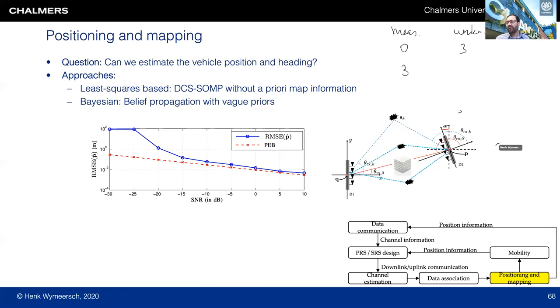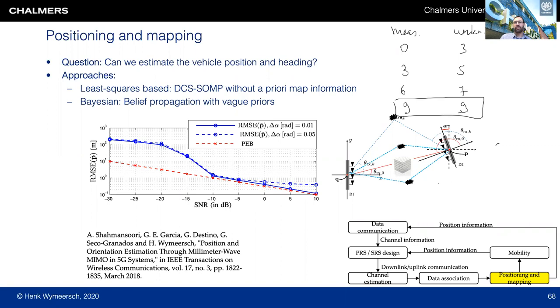For two scatter points, we will have six measurements and seven unknowns. For another path, we'll have nine measurements, and now we have nine unknowns. So now we have a chance of solving it. And I think in this case, we did in fact have three scatter points, so we should be able to solve the problem. And then this is the performance that we get.